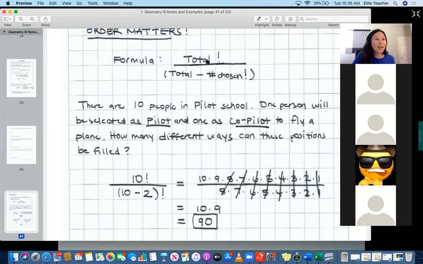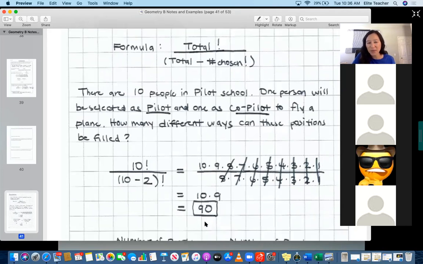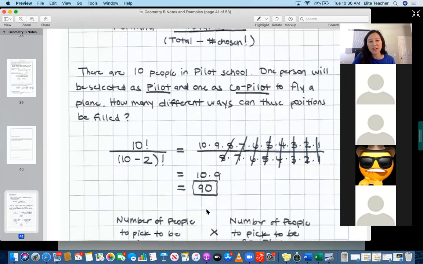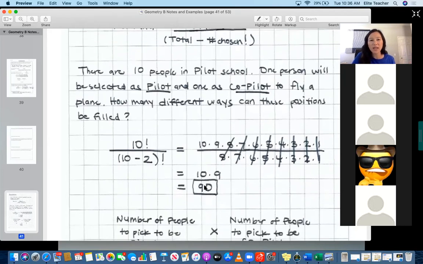So we just plug it in. We write the total, which is 10 factorial, because there's 10 people. And then we have 10 people and we're choosing 2, so we do 10 minus 2, which is 8 factorial. And then we expand and we cross off our ones. Whatever we're left with, we multiply, which is just the 10 and the 9. And so there's 90 different ways that we can select a pilot and a co-pilot.